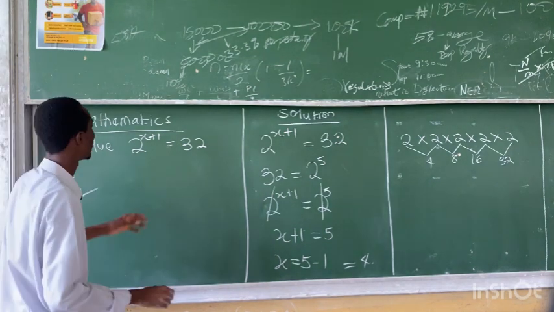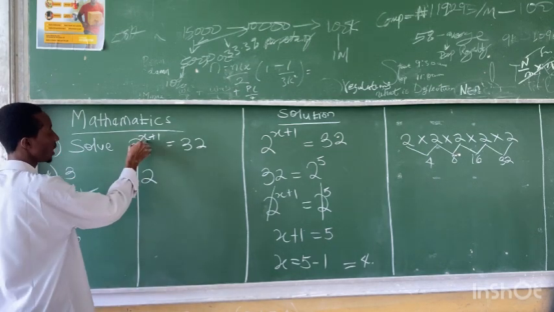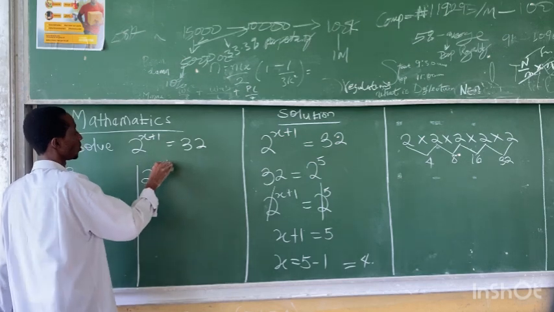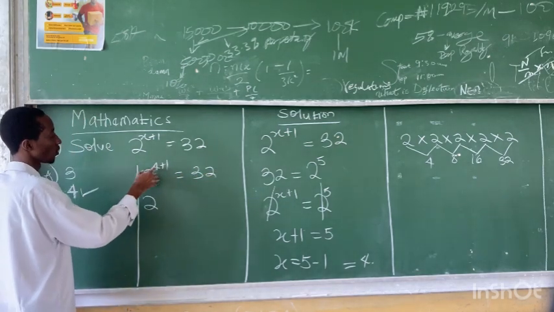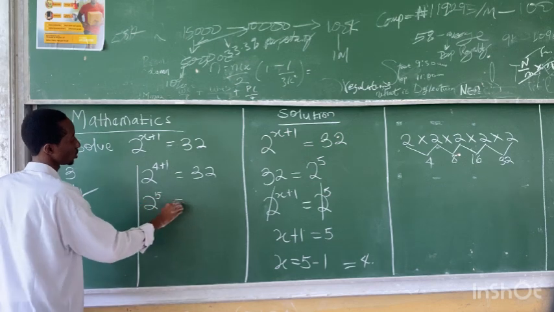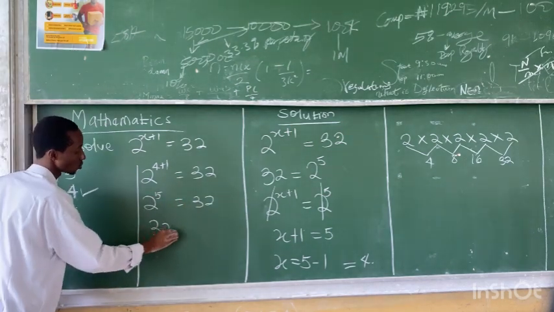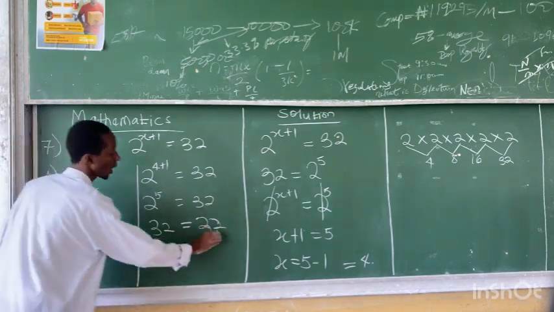If you have to check it, let's check if you are correct. We have 2 raised to the power x. We have our x to be what? 4. So we have 2 raised to the power 4 plus 1 is equal to 32. This is 2 raised to the power 4 plus 1, which is what? 5. 2 raised to the power 5 is what? 32. 32 is equal to what? 32. Therefore, we are correct.